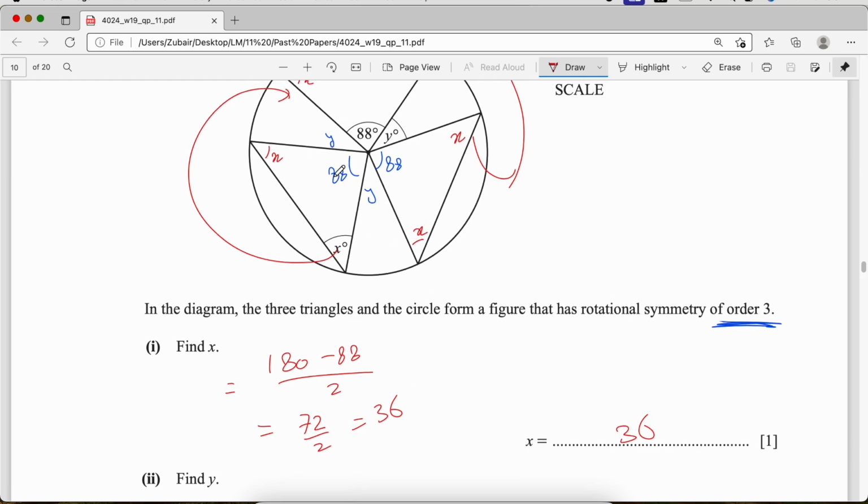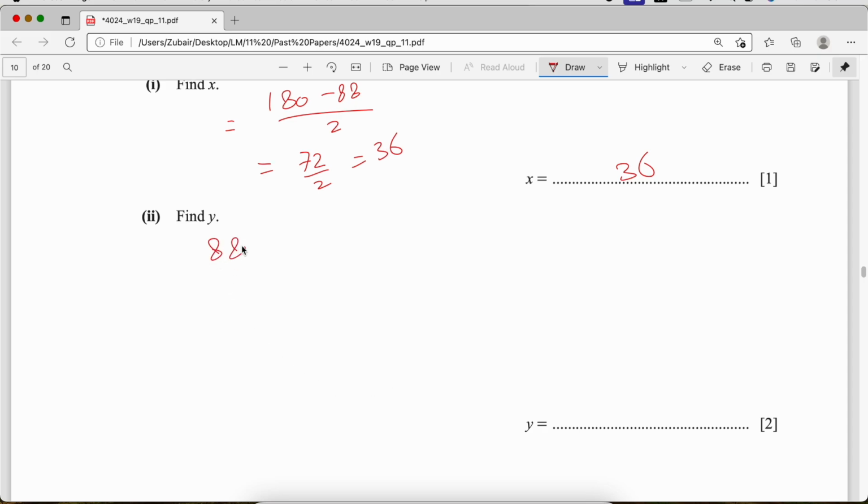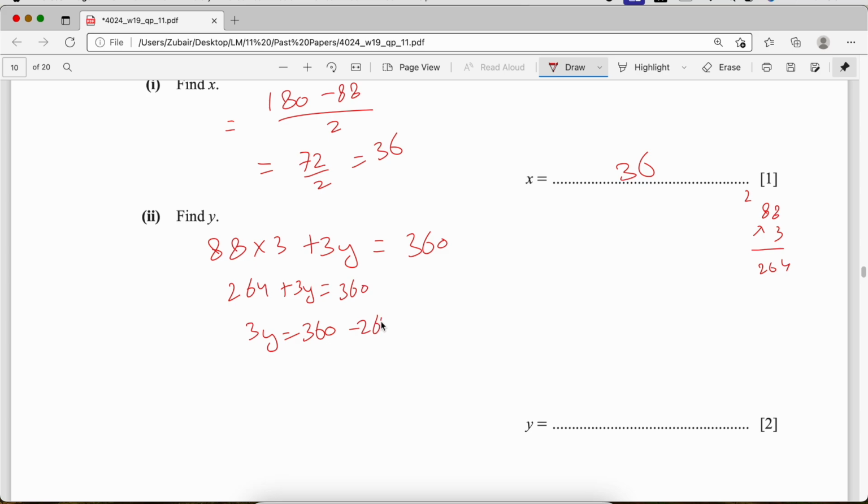Find y. So you see these 3 88s and y. So 88 times 3 plus 3y makes up a complete circle. 88 times 3, 3 8s are 24, 2 carry, 3 8s are 24, 26. So that's 264 plus 3y equals 360. Now 3y equals 360 minus 264. If it would have been 260, I'm left with 100. 100 minus 4 is 96, and y equals 96 by 3. That is 3 times 9, 3 times 2 is 6, so y is 32.